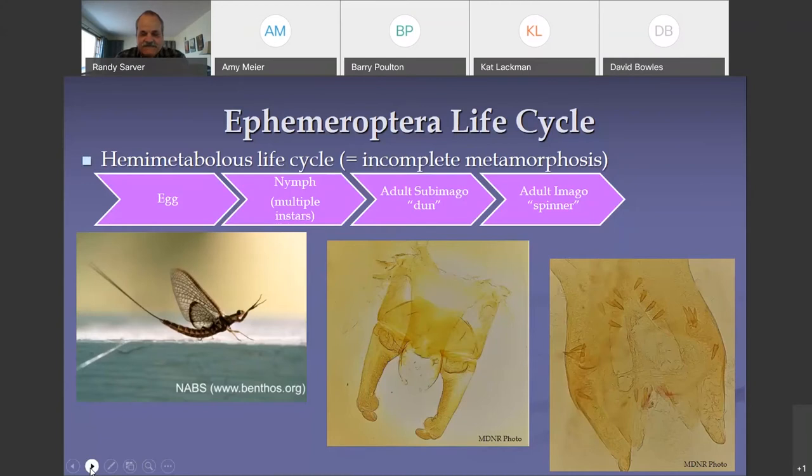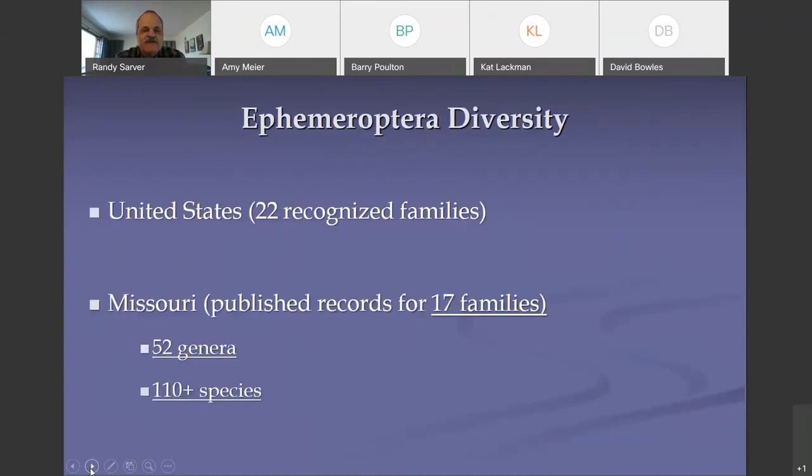Okay, next. Ephemeroptera diversity. In the United States, there are 22 recognized families. In Missouri, we have published records for 17. If you broke that down into genera and species, we'd have 52 genera within those 17 families and 110 plus species. The list is standing at a little over 110 right now, but it probably could go up a few, maybe 10 more taxa or even more over time.